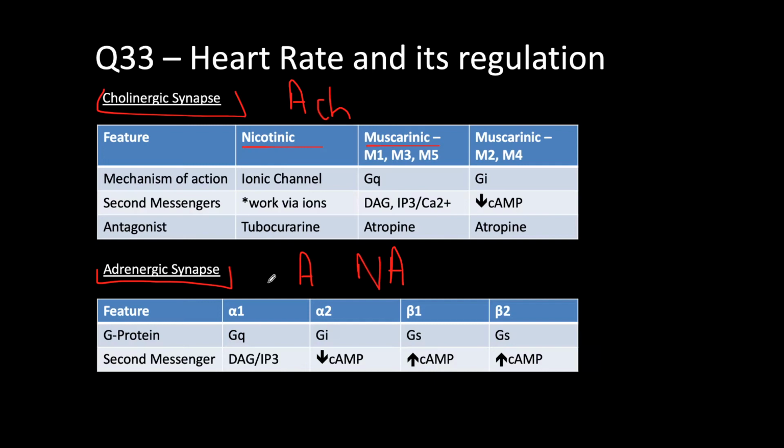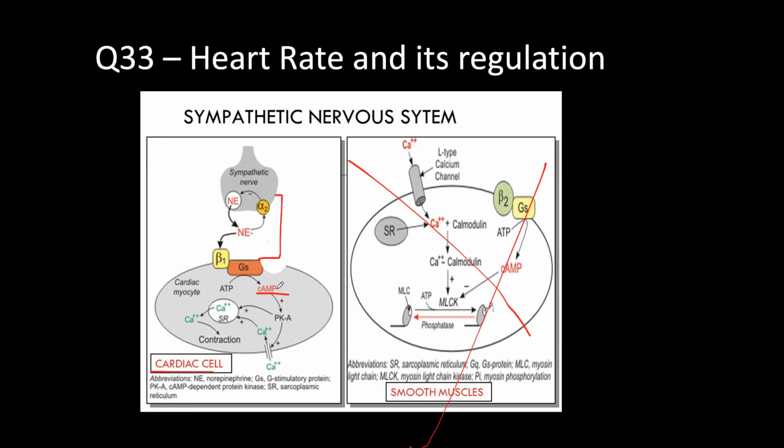So as you can see here, increased levels of intracellular cyclic AMP are activating protein kinase A, which phosphorylates these calcium channels to have an influx of calcium into the cell. And there will be more cations inside the cell.